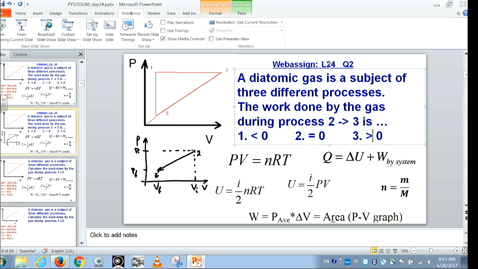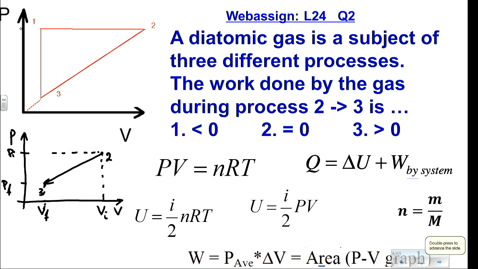Now, does pressure change or is it constant? The pressure changes. It's not constant. For process 1 to 2, the pressure doesn't change. For process 3 to 1, the pressure changes, but the volume stays the same. And in this process, they both change. The volume changes, the pressure changes.